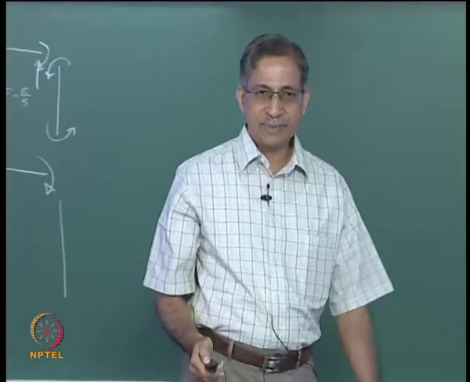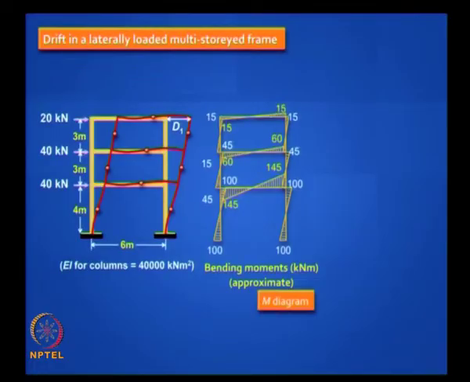Now let us see how to calculate the drift. We have got the bending moment diagram. Can you tell me what D1 is approximately, given that the EI for the columns is some number, 40,000 kilonewton meter squared? How do we proceed?